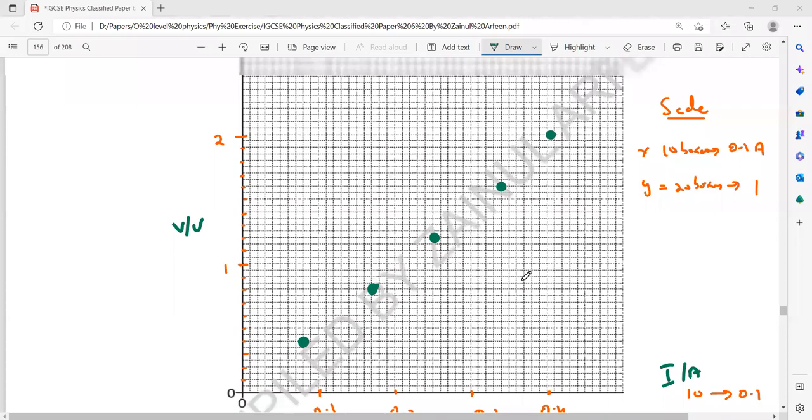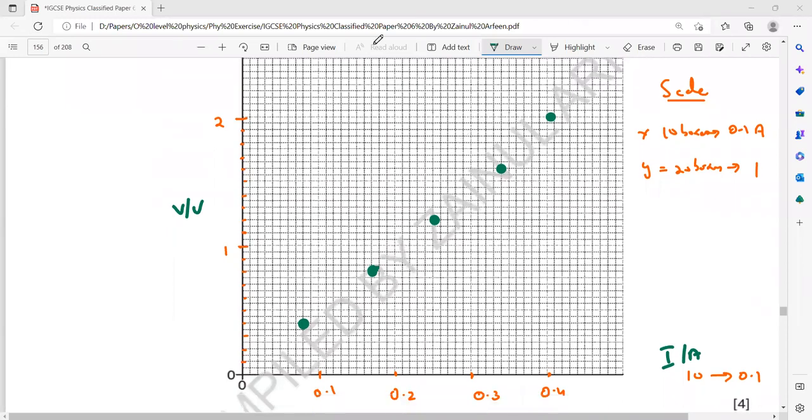So what we have to do is draw a line of best fit. As we know, current and voltage are directly proportional, so there should be a straight line passing through the origin. The number of points above and below should be the same. And when you're finding a gradient, take any 2 points on the line. But don't take the same points which you used to plot the graph. That is not the right way.